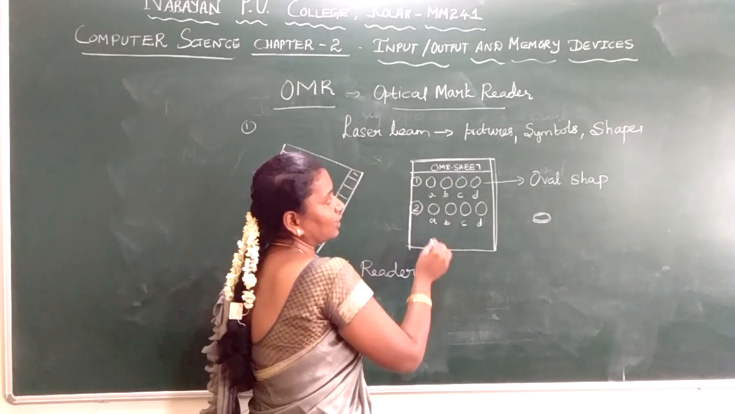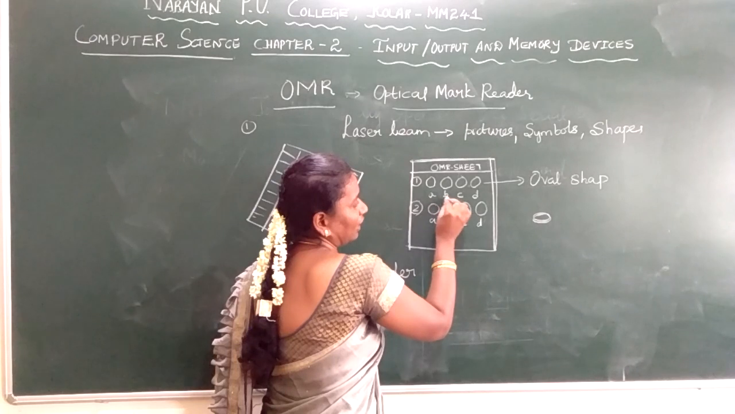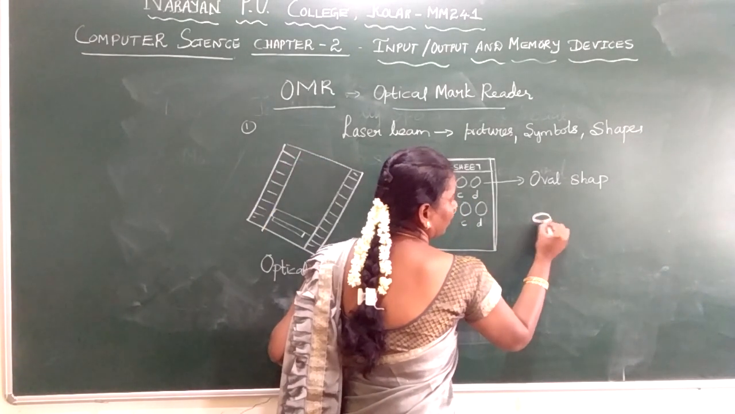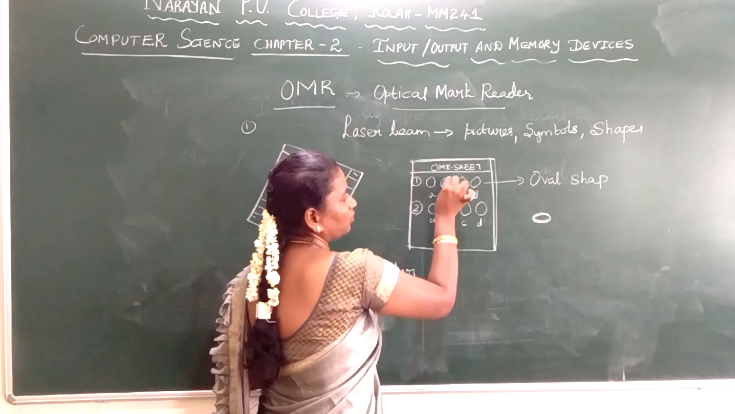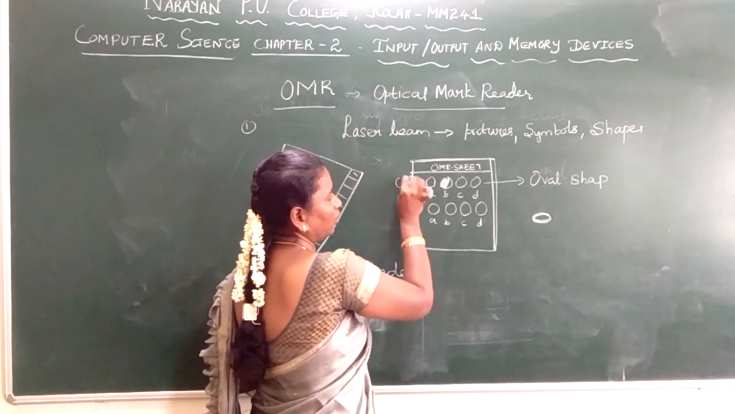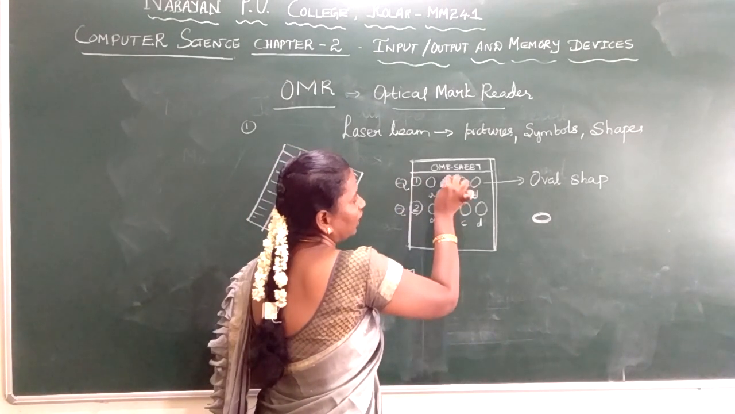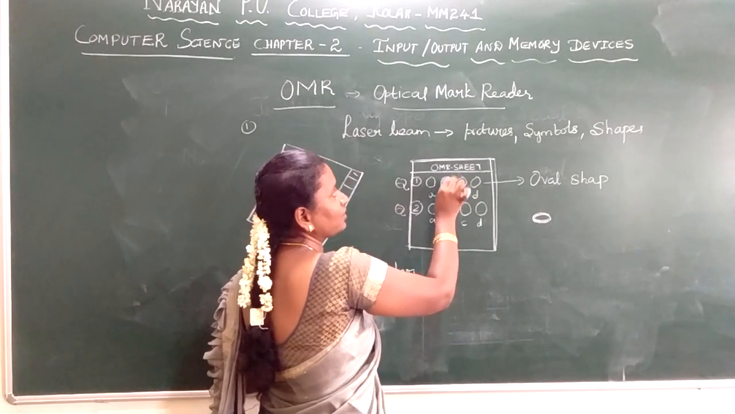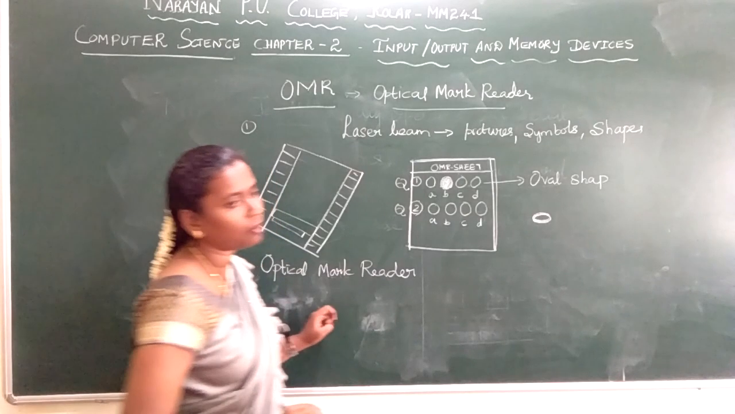When you see the OMR sheet, it will appear like this. We have the choices, the alphabets A, B, C, D, and an oval shape present on the OMR sheet. When I shade, suppose the answer for question number 1 is B, I just darken this. This is read as data, and this input is fed into the OMR reader.